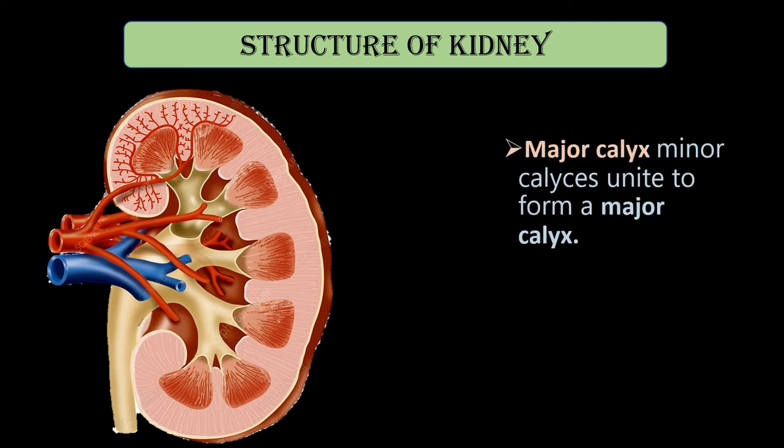Next part, major calyx. So minor calyces unite and lead to the formation of the major calyx. So this one is the major calyx, this part.